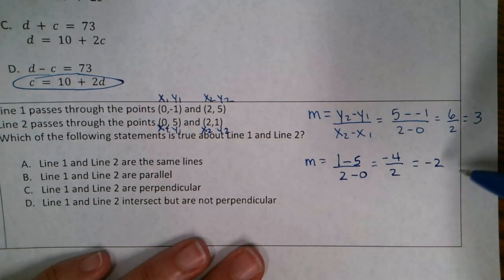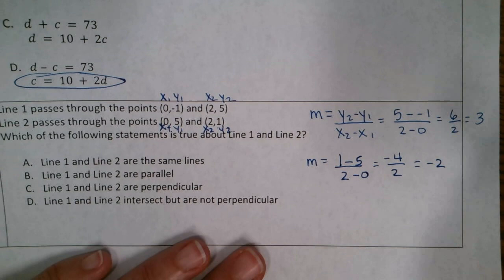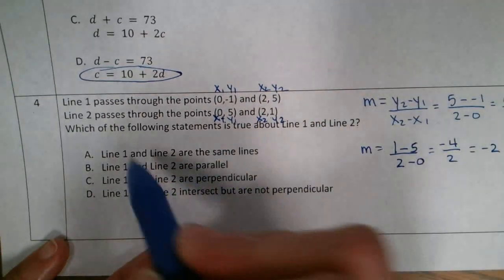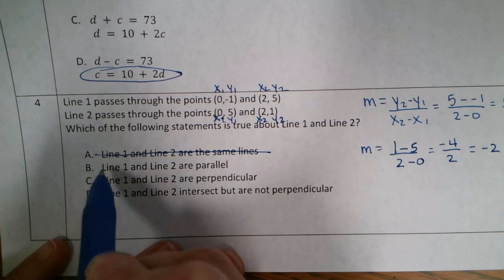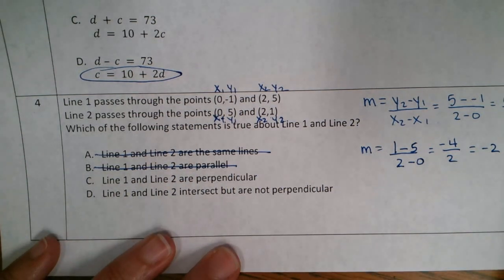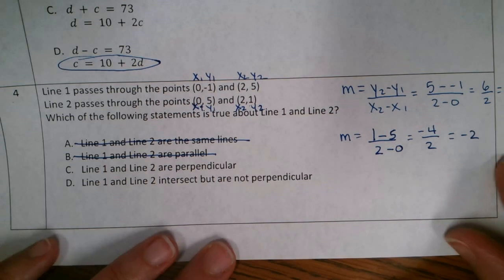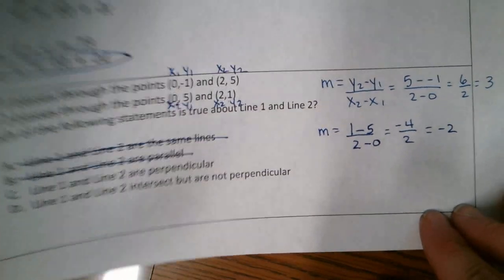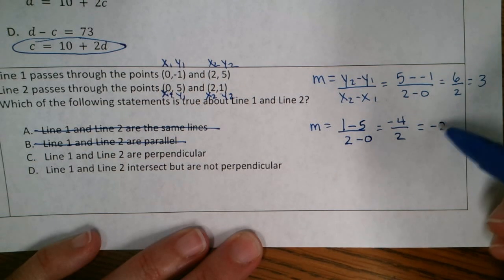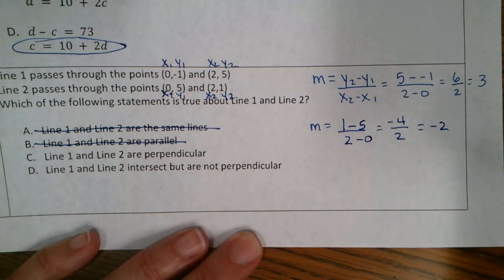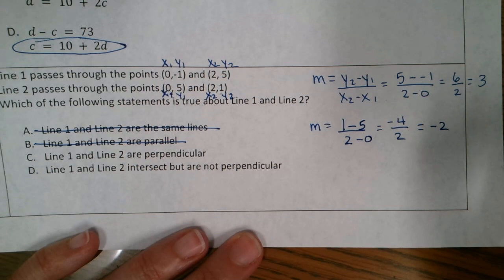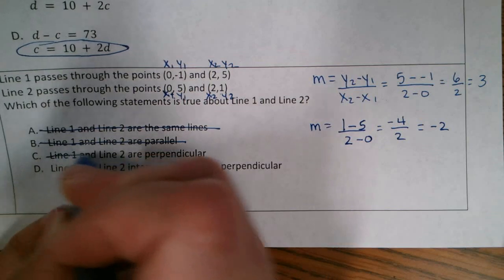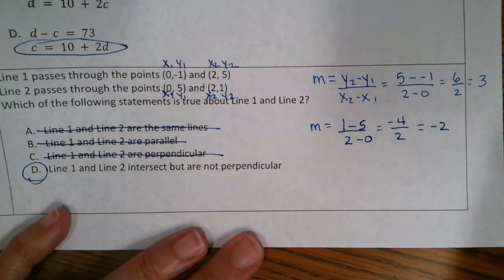If my slopes are different, then I know that my lines are not parallel and they're not the same line. So not the same line, not parallel. Perpendicular means my slopes are opposite and reciprocal. These slopes are opposite because one is negative and one is positive, but they're not reciprocal. Reciprocal means they would be flipped, so they're not perpendicular. So they intersect but are not perpendicular.